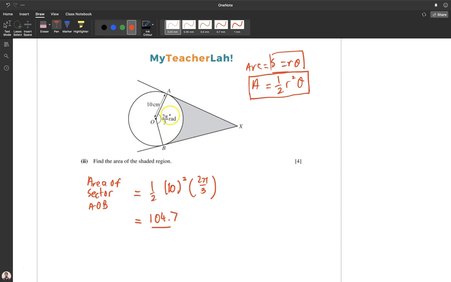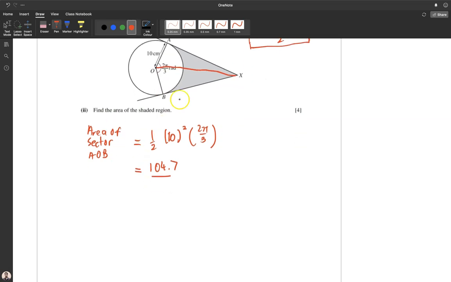The reason why I'm trying to find this sector is because in order for me to find the shaded area, I need to take the entire area of the 2 right angle triangles combined and minus this area of sector. So I'm just going to find this first. My next step is trying to find the area of one triangle, or I might just as well combine them in this case.